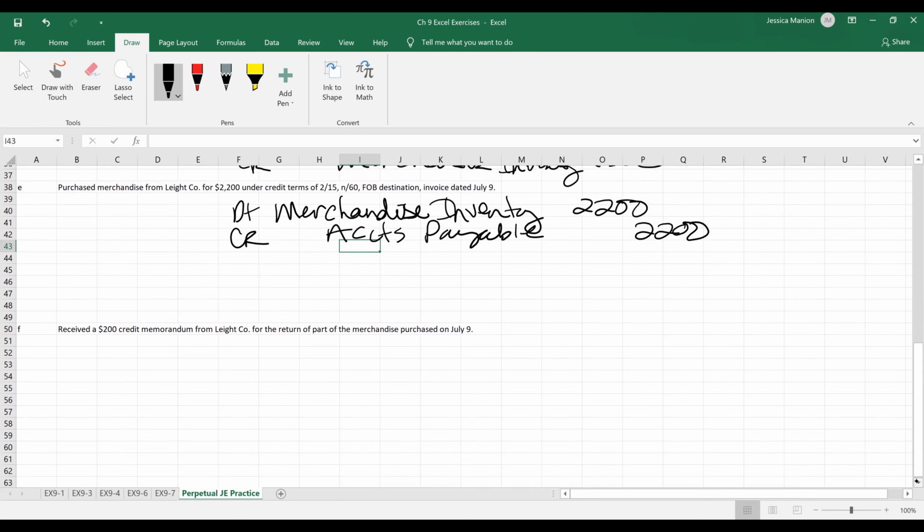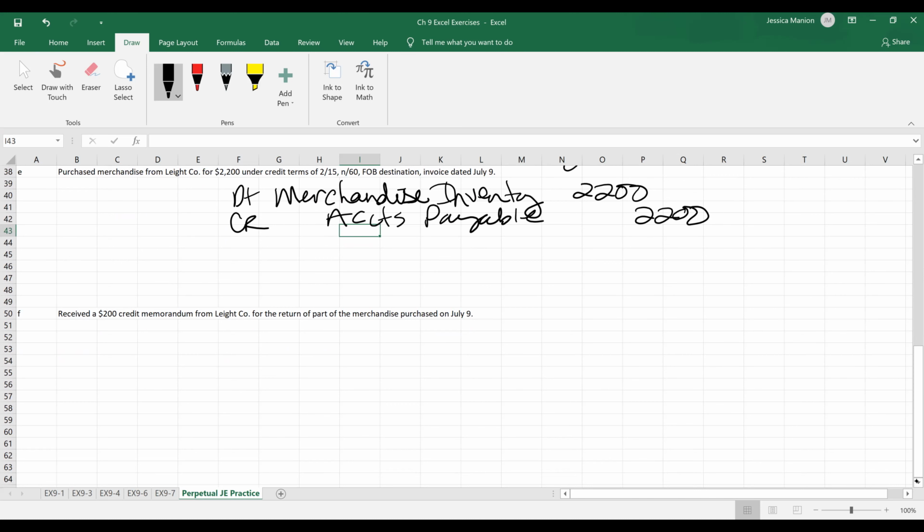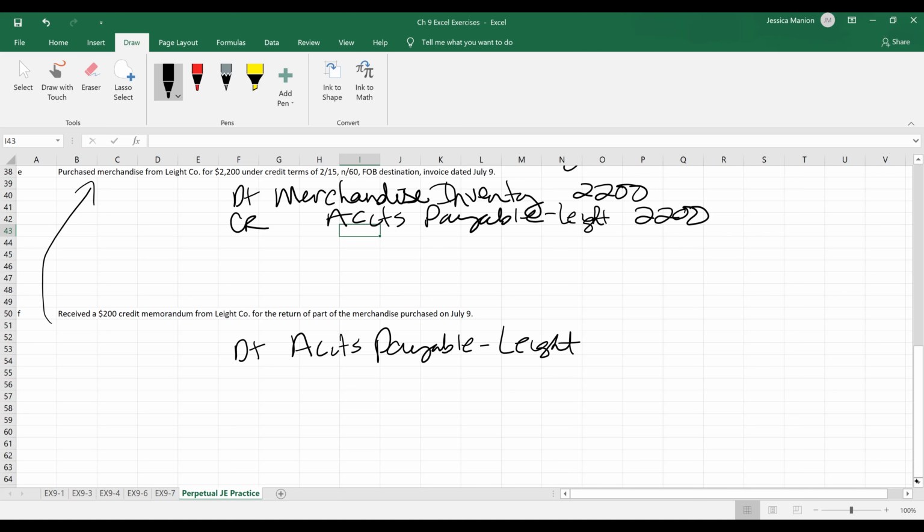Okay. And then the last one, received a $200 credit memo from Light Company for the return of a part of the merchandise purchased up here. So now we're returning some of this purchase, and it's going to be the exact opposite. We're going to debit accounts payable, and I forgot to put that company's name, for Light, because we no longer owe $2,200. We returned $200 worth. So we're debiting accounts payable, crediting merchandise inventory.